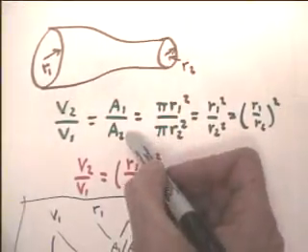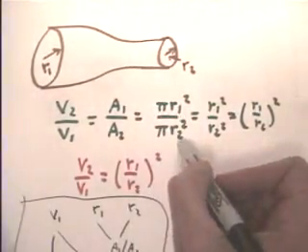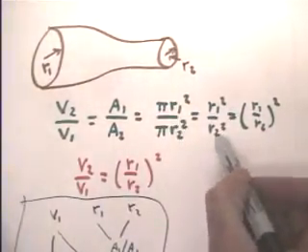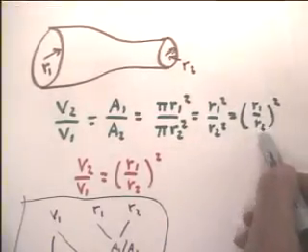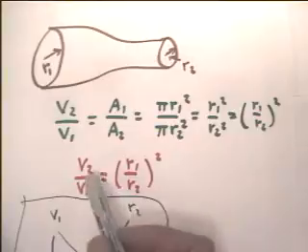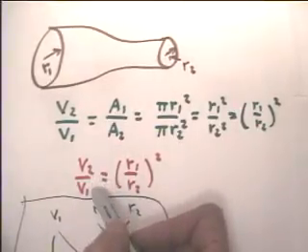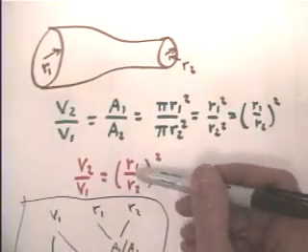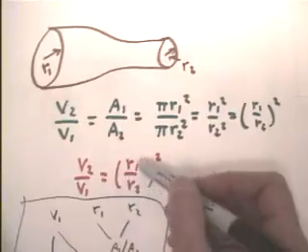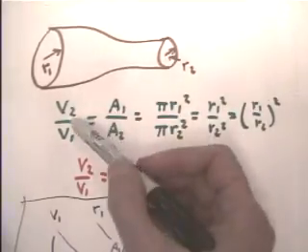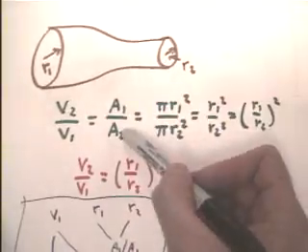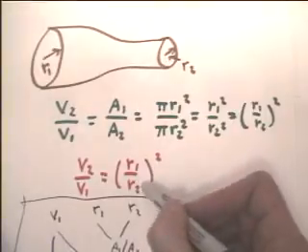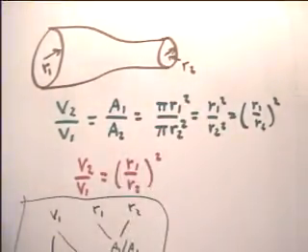So the ratio A1 over A2 is the ratio pi R1 squared over pi R2 squared. The pi's divide away, and we have R1 squared over R2 squared, which of course is the same as the quantity R1 over R2, squared. So we conclude that the ratio of the velocities is the reciprocal squared ratio of the radii. Just like the ratio of the velocities is the reciprocal ratio of the areas, it's also the reciprocal ratio of the squared radii, because it's a squared radius that we use to find the area.